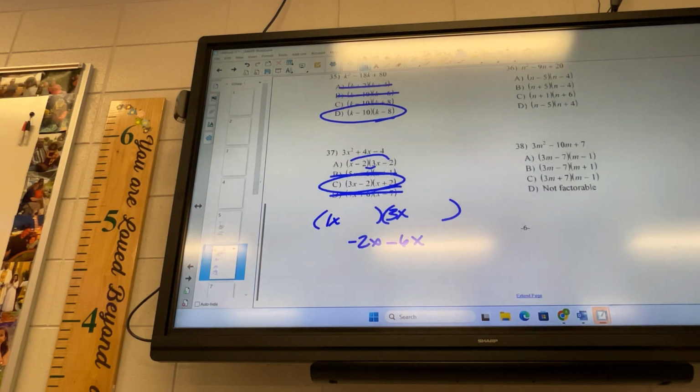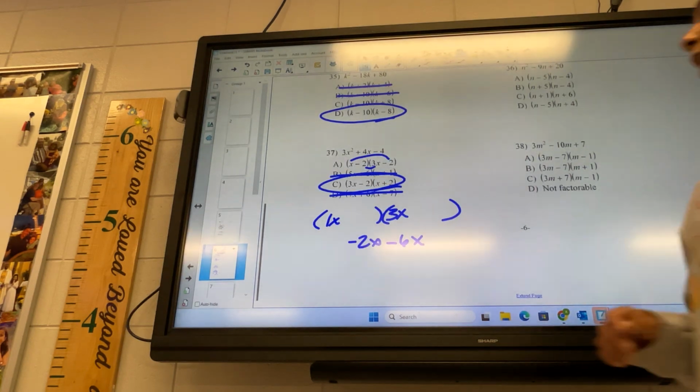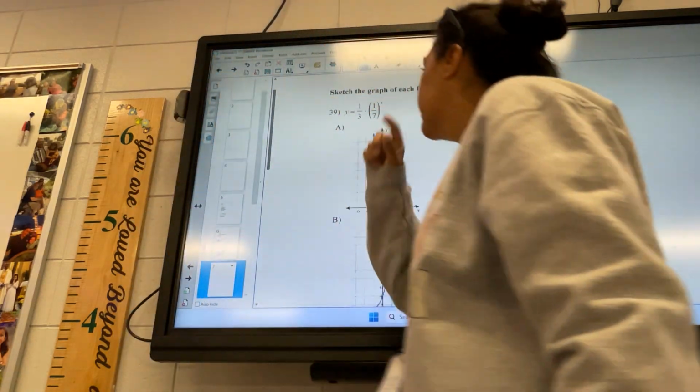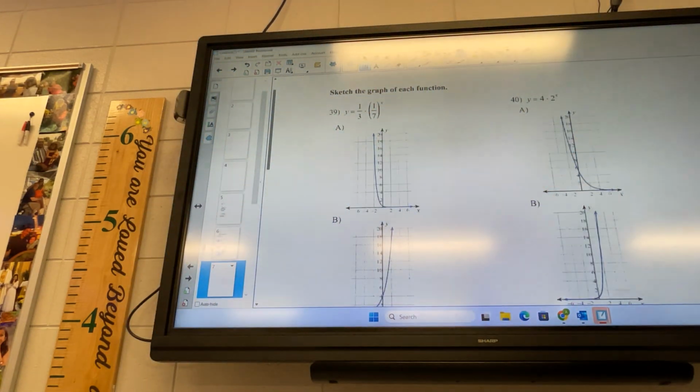Okay, 39. How could you eliminate some straight from the gate? How could we eliminate some straight from the gate? The negatives. Is this growth or decay? It's decay. What does decay look like? It's going down.